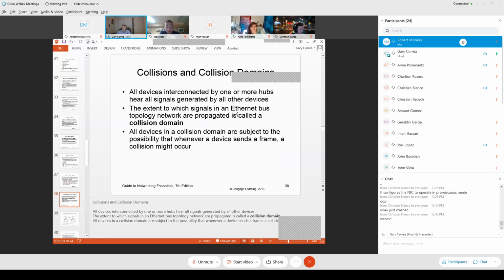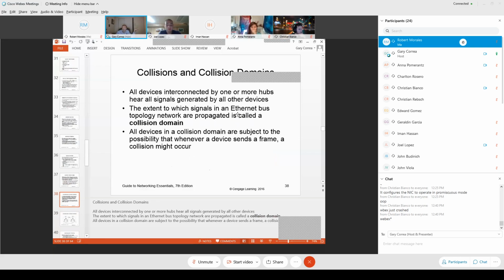All the slots on a hub are in the same collision domain, and all the slots on a hub could have collisions. But on a switch, every port is a separate collision domain. Another way to say it: switches separate collision domains. One more time: every port on a switch is a separate collision domain, and switches separate collision domains. That's very important. Hubs don't, switches do.